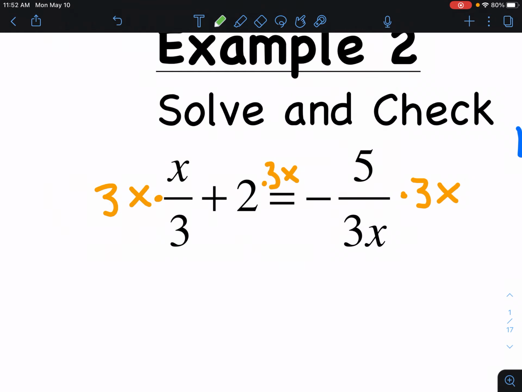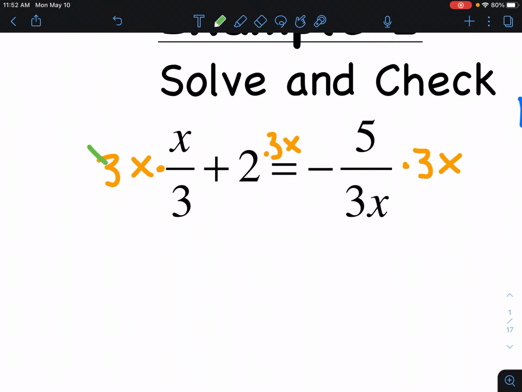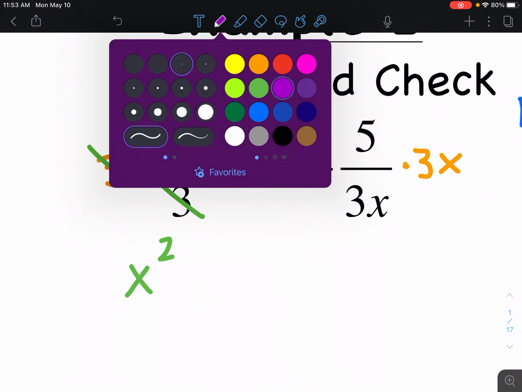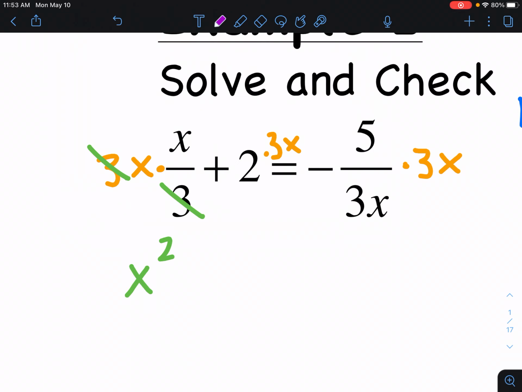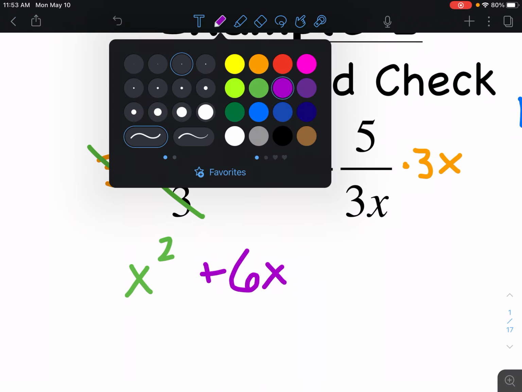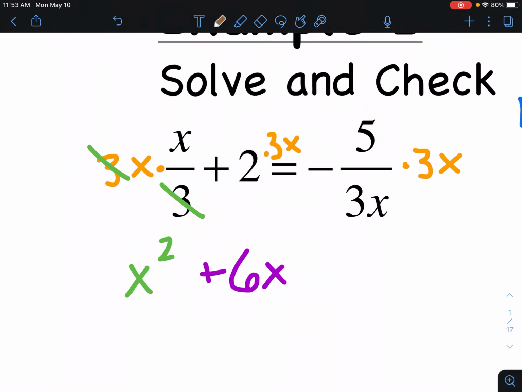So your first one, 3 divided by 3 can cancel, and then you're left with x times x, which is x squared. Your second one, just multiply 2 times 3, and you have plus 6x. And then your last one, 3 divided by 3 cancels. X divided by x cancels. So all you're left with is negative 5.